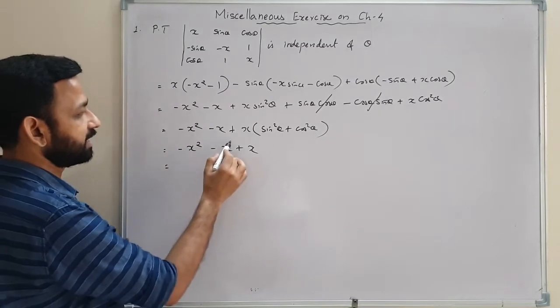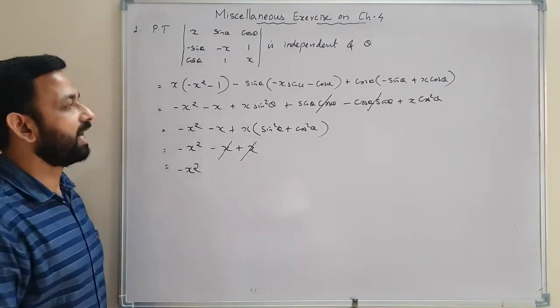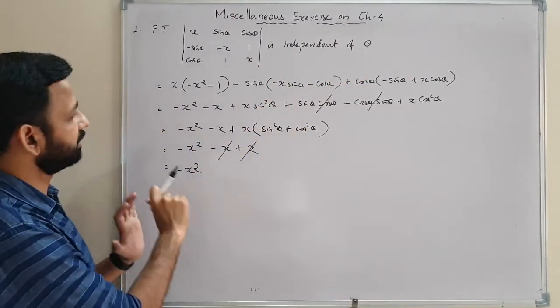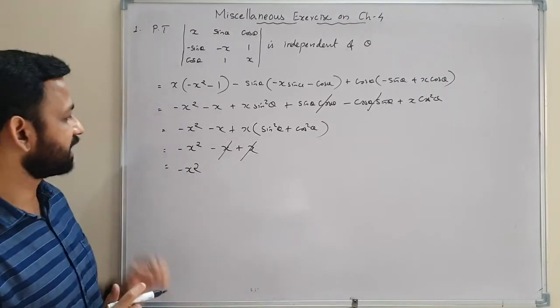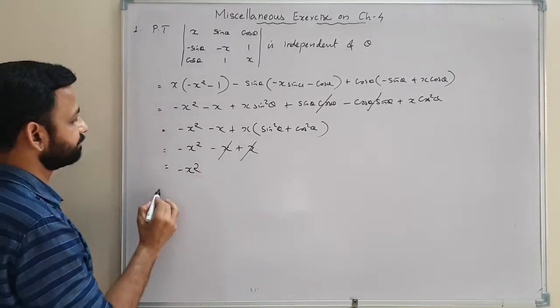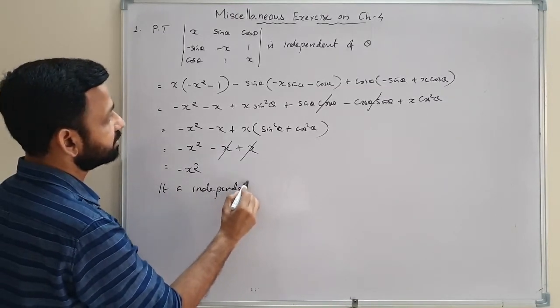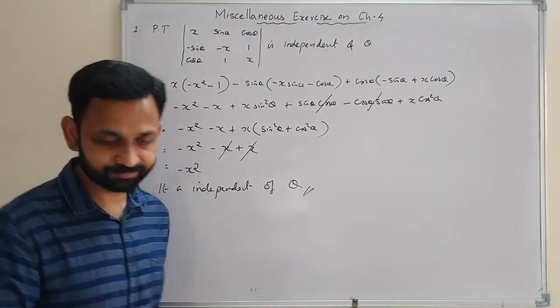So that is minus x and plus x again cancelled. So we got minus x square and that is independent of theta. That means theta or trigonometric functions are not there in the answer. So this is the answer, minus x square. So we can write it is independent of theta. So that is first question.